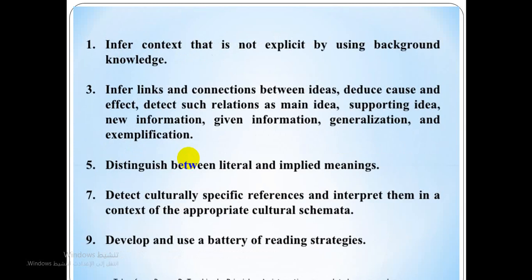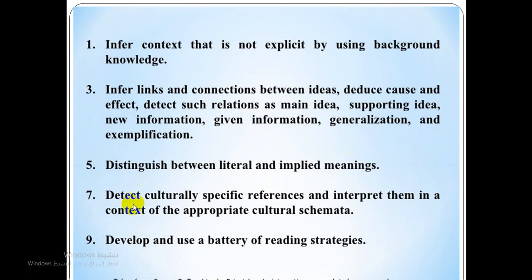English students should infer context that is not explicit by using background knowledge. They should infer links and connections between ideas, deduce cause and effect, detect such relations as main idea, supporting idea, new information, giving information, generalization, and exemplification. They should distinguish between literal and implied meanings.